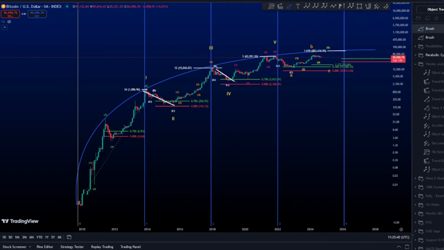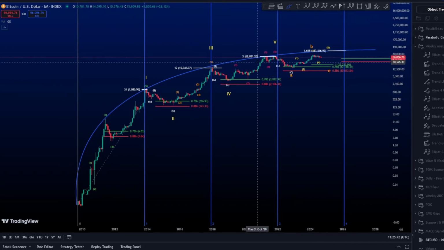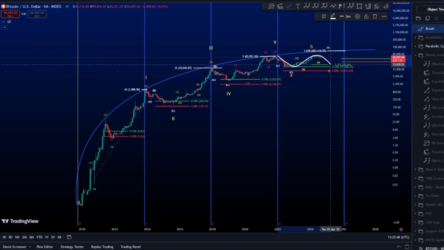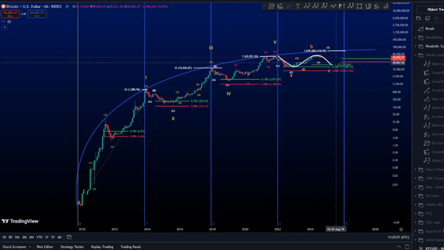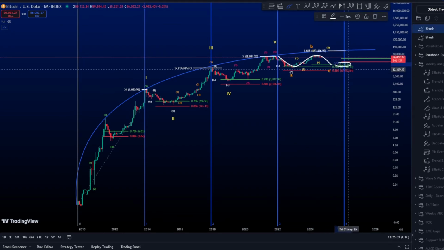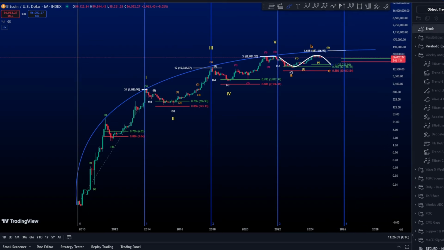But now, since we have finished 5 main waves as an impulse, as a 1 or an A, we are looking for bigger corrective waves, potentially hitting the 1-to-1 fib level taken from the start of the A to the end of the A and to the start of the B, giving us a target at 22,200.